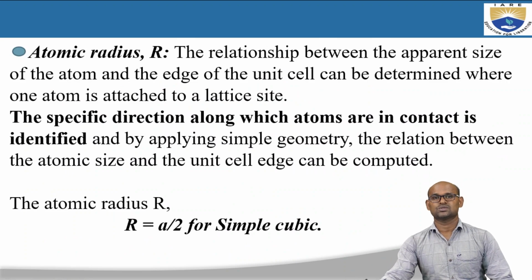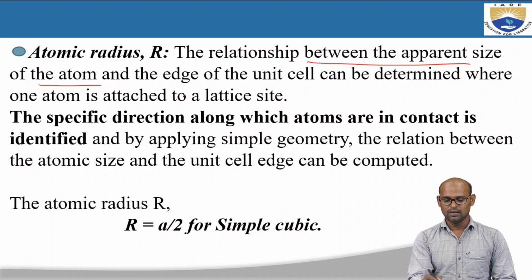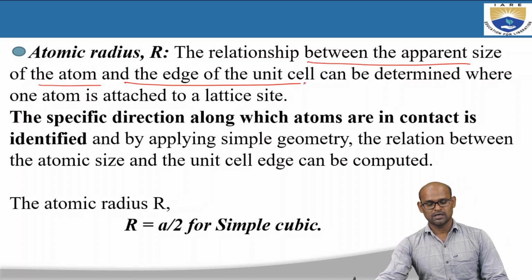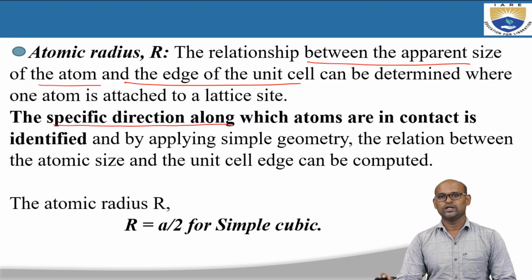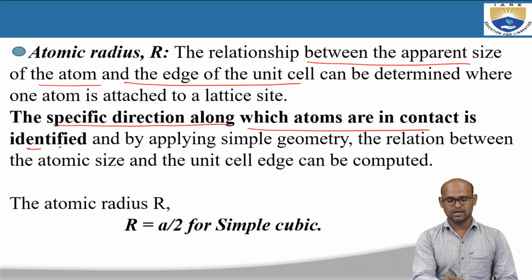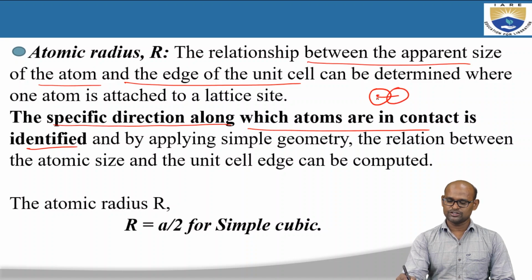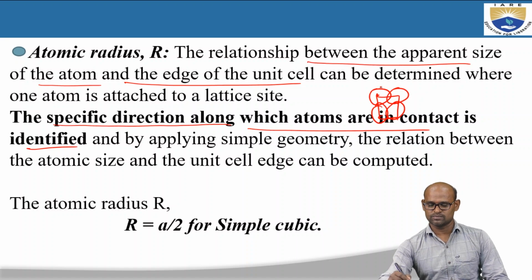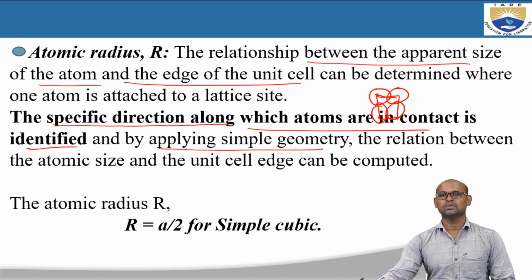And then atomic radius. So for atomic radius, the relation between the apparent size of atom and edge of the unit cell can be determined where one atom is attached to a lattice site. To obtain the atomic radius, we need to find out a direction along which all atoms are in contact. Once we find out the direction along which the atoms are in contact, then we can find out the radius of atom using some simple geometry.